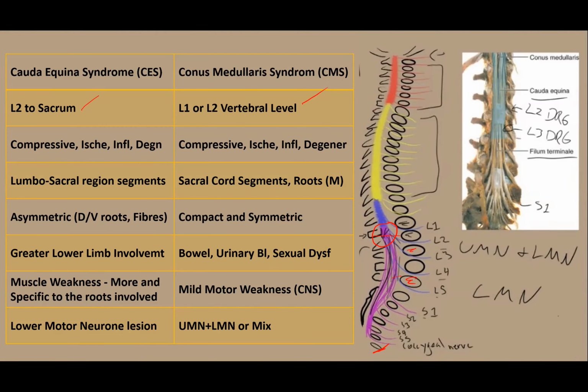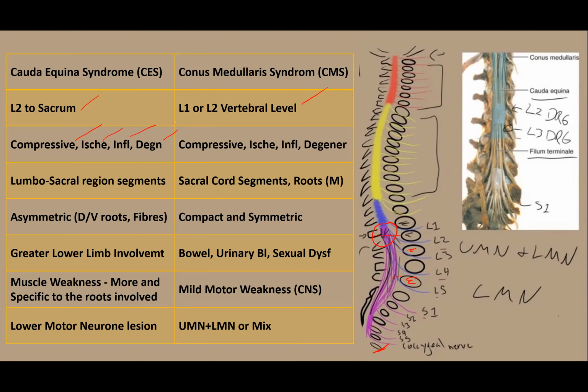Usually L2, L3, L4, L5 are the roots affected in the Cauda. In the Conus, it is at the level of L1, L2 vertebral level, and this is an upper motor neuron type. The lesions can be compressive, can be ischemic, can be inflammatory, can be degenerative. So give me an example of each one of them.